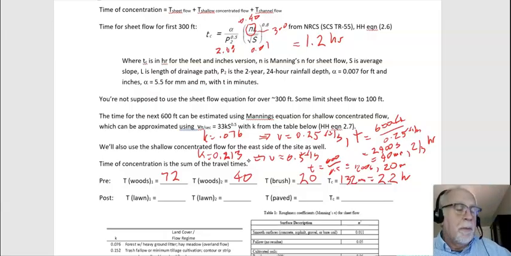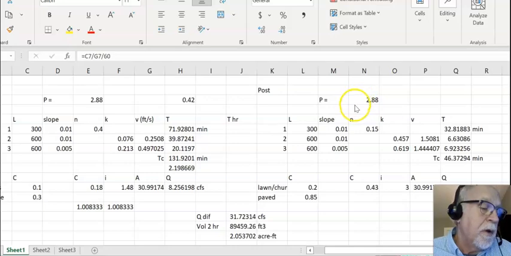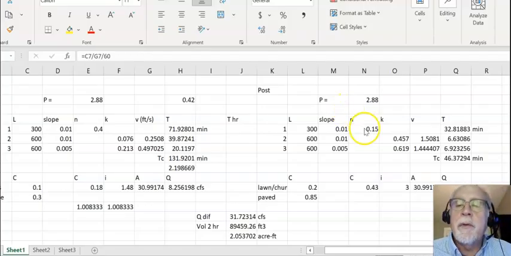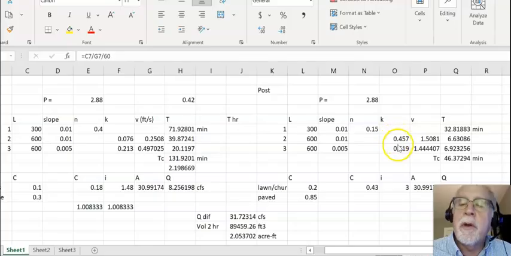For post-development, I'll show you my spreadsheet here. I'm going to use an n of 0.15, which I pulled off of short grass prairie, I think. For the shallow concentrated flow, I'm going to use 0.47 for grassed waterway for the first part, and on the right-hand side I'm going to use 0.619 for paved. Remember, the right-hand side, we're going to pave it after that.